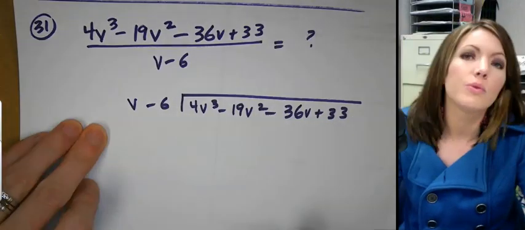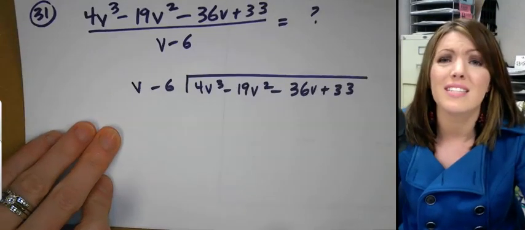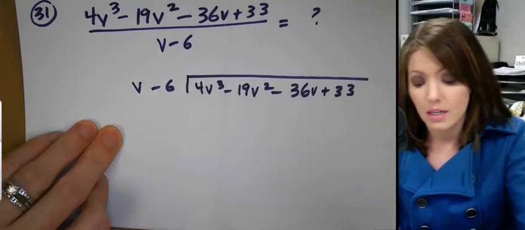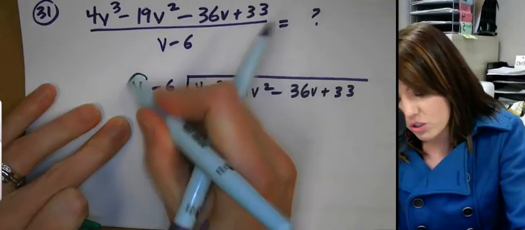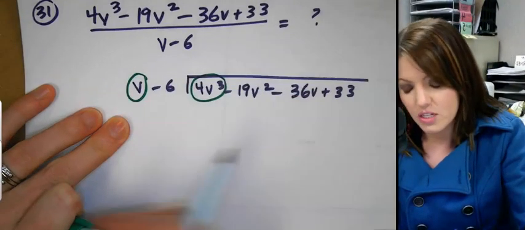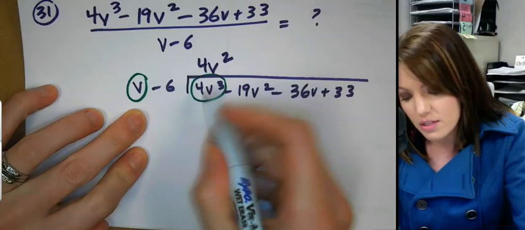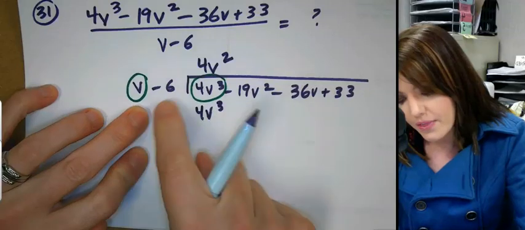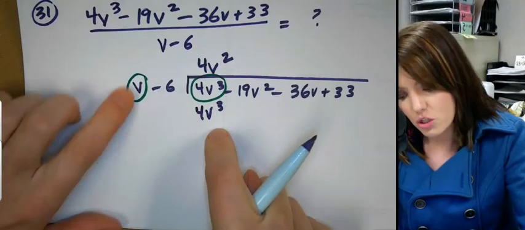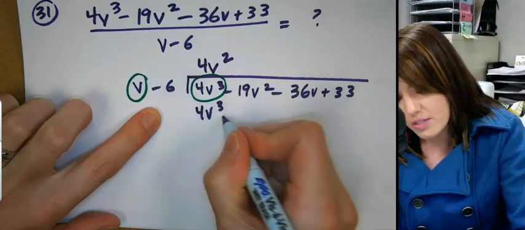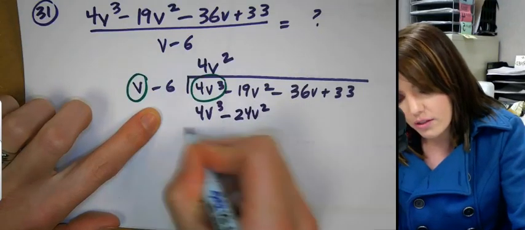Now I'm going to go through this really quickly because, again, we did this in class very, very step by step. If you have questions, please come see me, okay? So we always want to compare the first terms. V times something gives us 4v cubed. V times 4v squared gives us 4v cubed. And so that's how we get this first term, remember we're distributing. Then 4v squared times negative 6 is negative 24v squared.